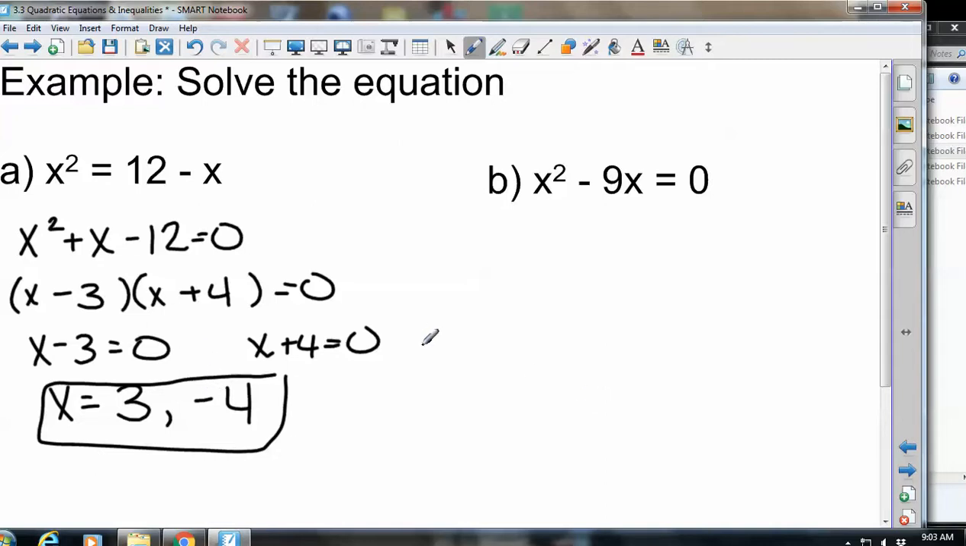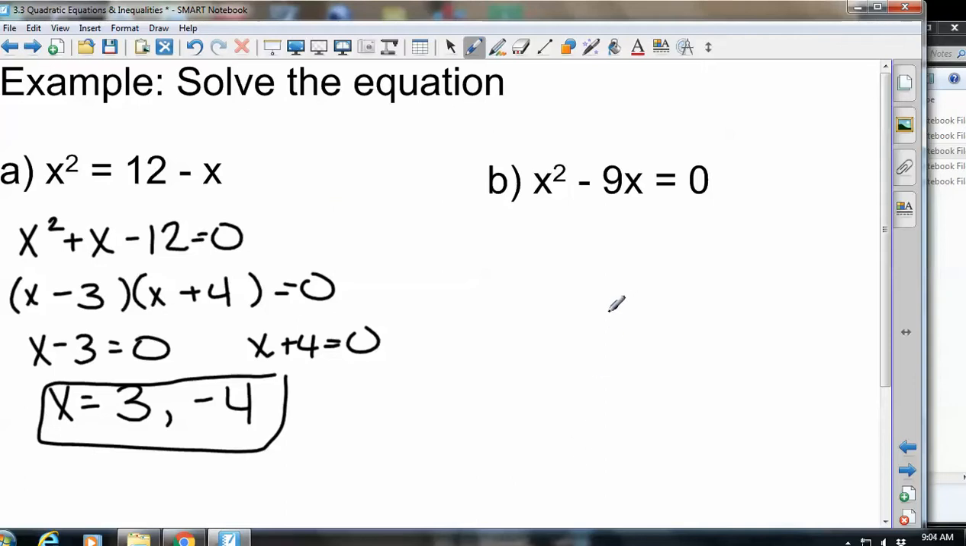In terms of a graph, what do the 3 and the -4 represent? The x-intercepts, where you touch the x-axis. So eventually we are going to talk more about the graphs and talking about inequalities with these, but if you were to graph this, the 3 and the -4 are the 2 x-intercepts of that graph. Alright, let's look at B.